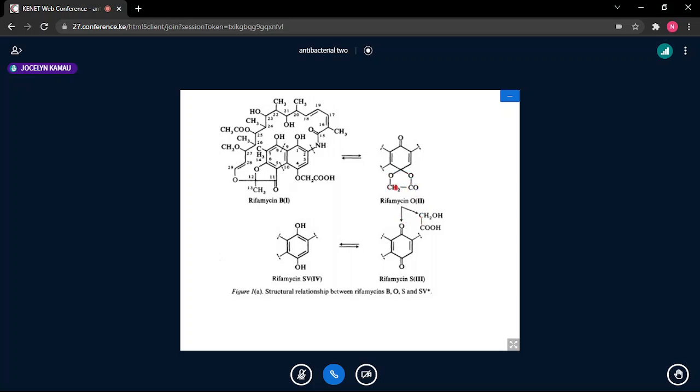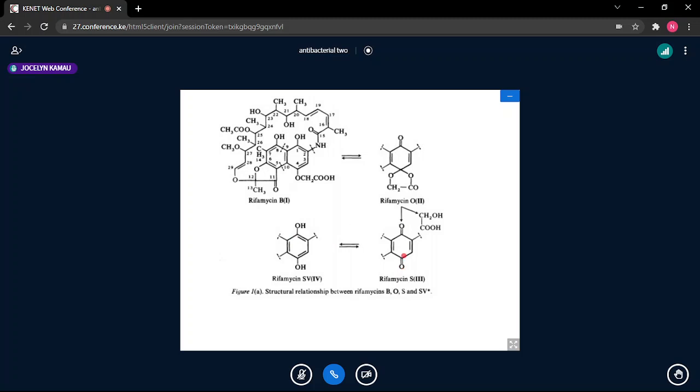This is rifamycin O. So it loses the group CH2OH. This becomes a COH, and of course, CH2OH. And of course, it's in aqueous media, so it forms another oxo group there. So oxo group there, and that is our rifamycin S. Again, these are spontaneous changes. So from rifamycin B to rifamycin O to rifamycin S, and then finally to a rifamycin SV.